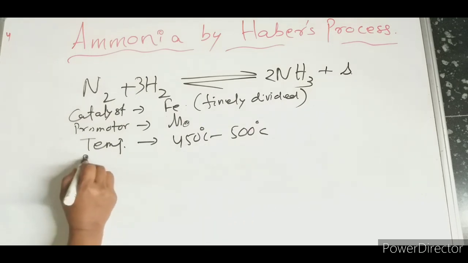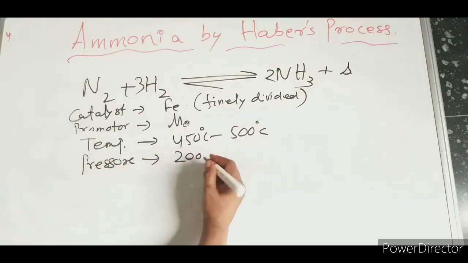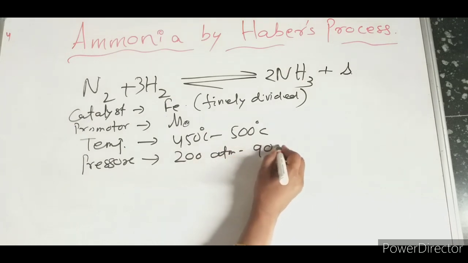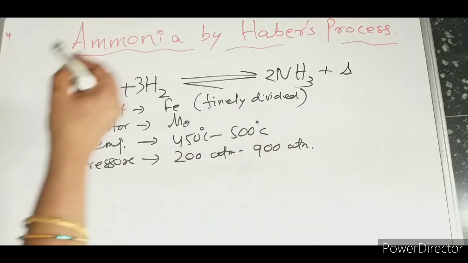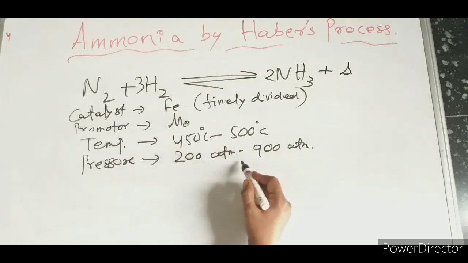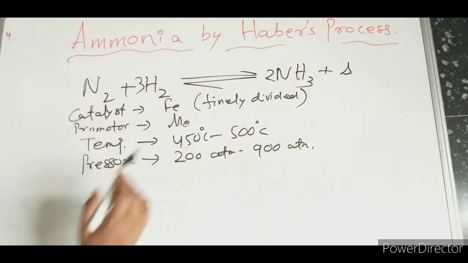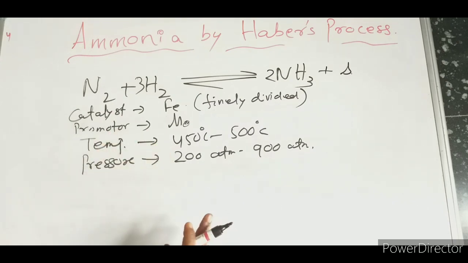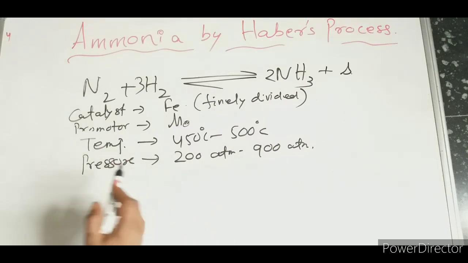Next, what pressure is required here? The pressure will be 200 atm to 900 atm. Now the question arises: what if it is more than 900? The power plant we use for the production of ammonia cannot withstand more than 900 atm pressure. So this is the favorable condition for the preparation of ammonia by Haber's process.